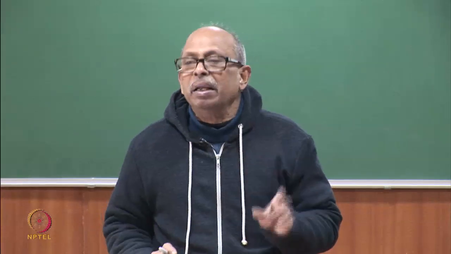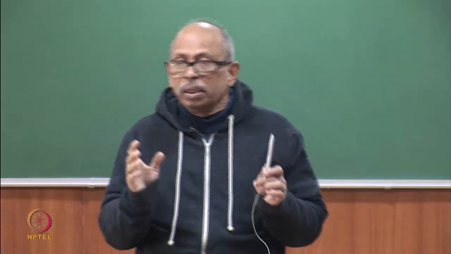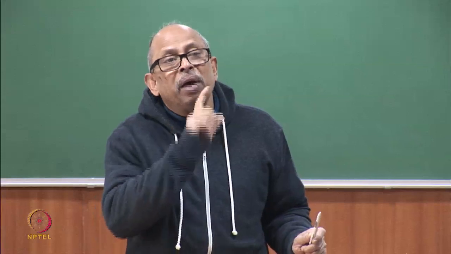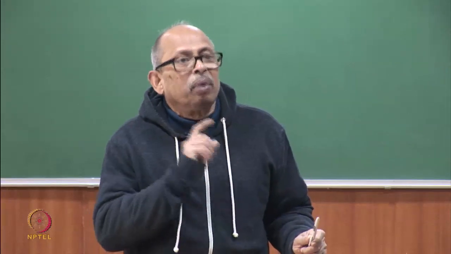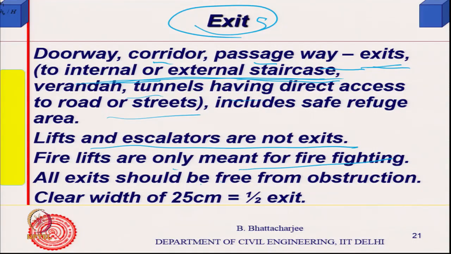There are something called fire lifts, located within fire rated walls, not used ordinarily, but only firemen can use them. They are called fire lifts. So these are not to be used by occupants, they are meant only for firefighting people, and all exits should be free from obstruction. That is very, very important.